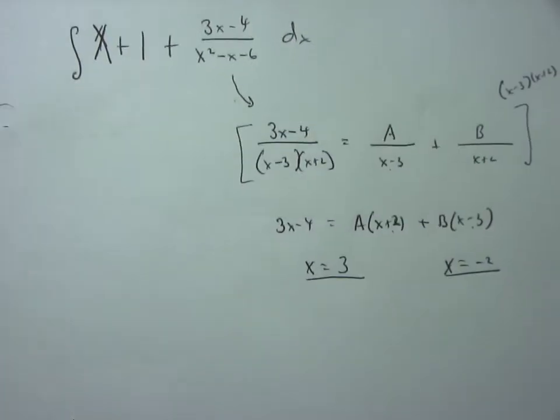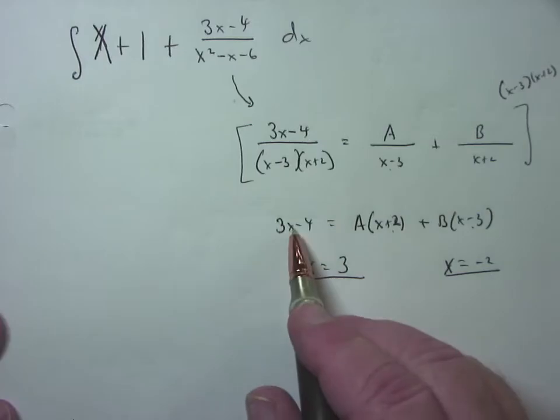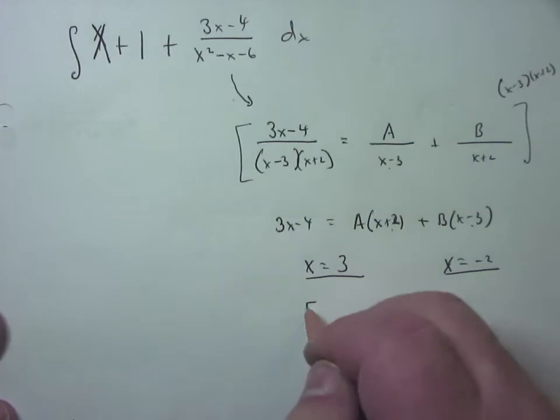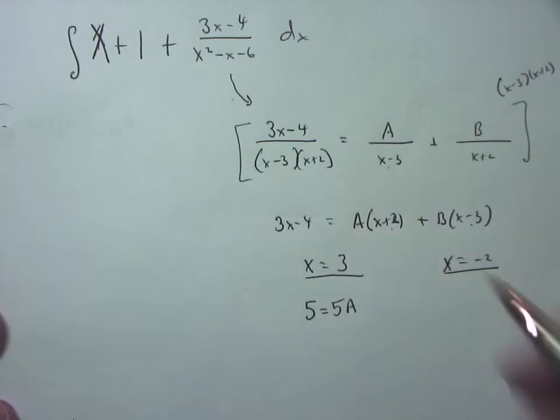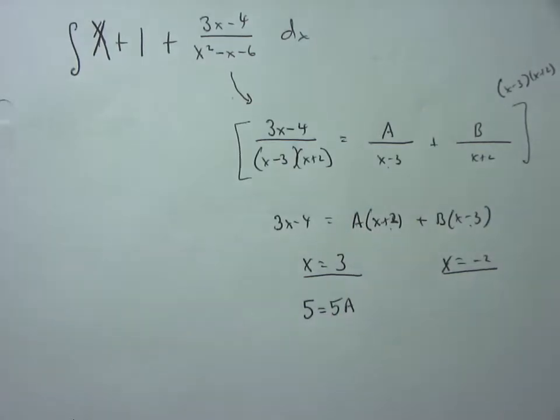I'm going to plug it in. 3 times 3 is 9. 9 minus 4 is 5. Equals 3 plus 2 is a 1. Try again. 3 plus 2 is 5, times a is 5a. Sorry, I see the answers in my head. I can't help myself. All right, keep going.